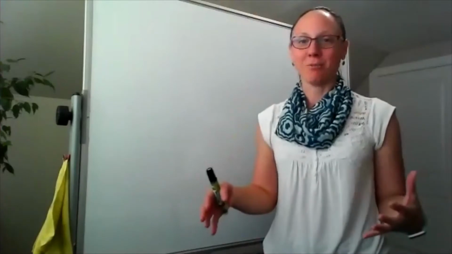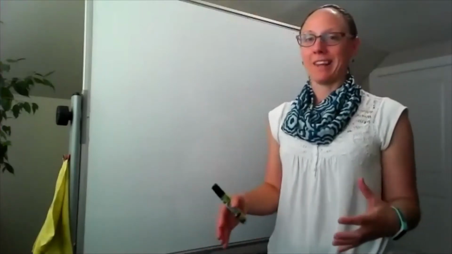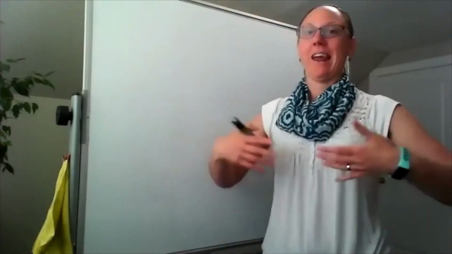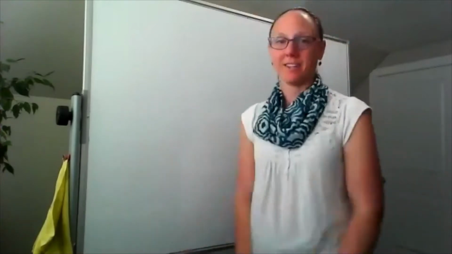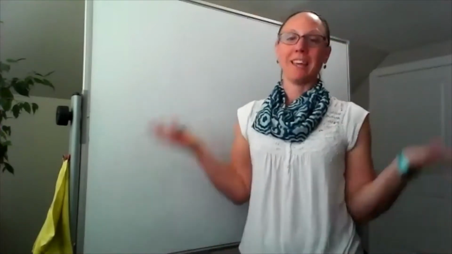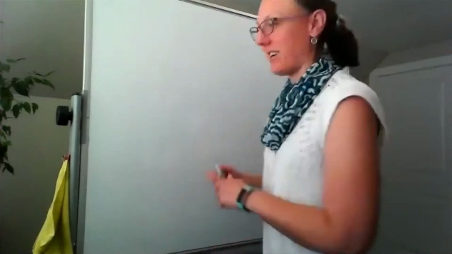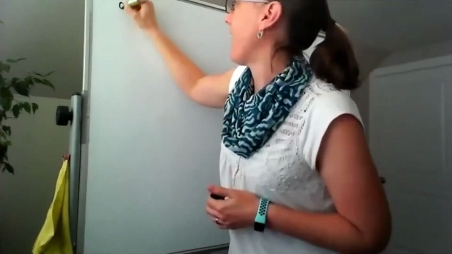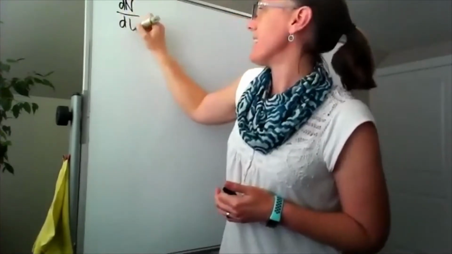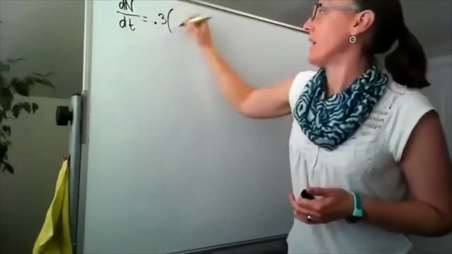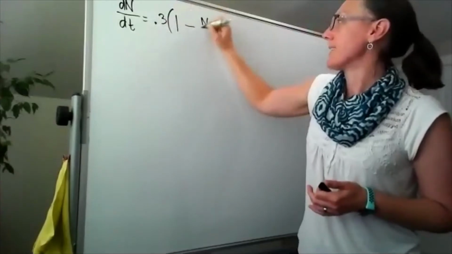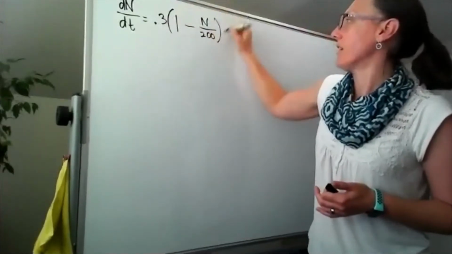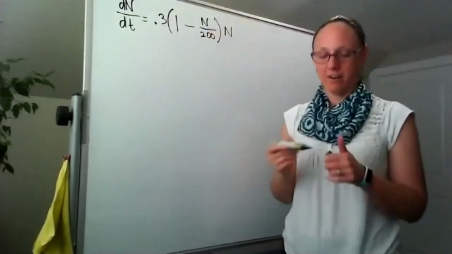I'm so excited to be in chapter 7 because now we're taking the calculus skills and actually applying them to these biological models, which I think is the cool part of the series. Okay, so back to my original model. I had dN/dt is equal to 0.3 times (1 minus N over 200) times N.